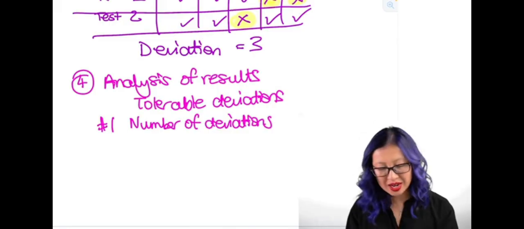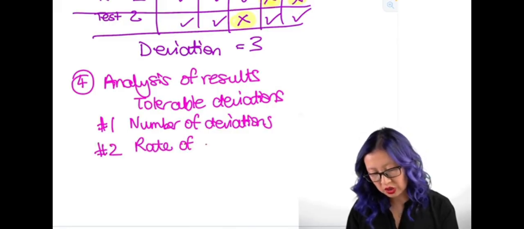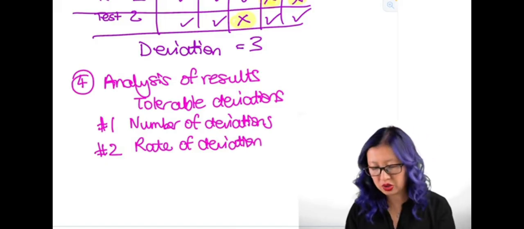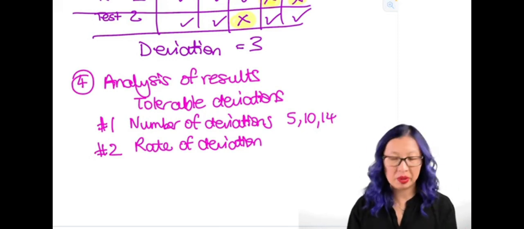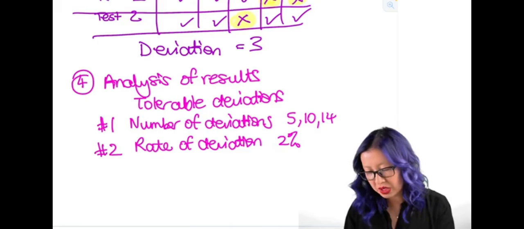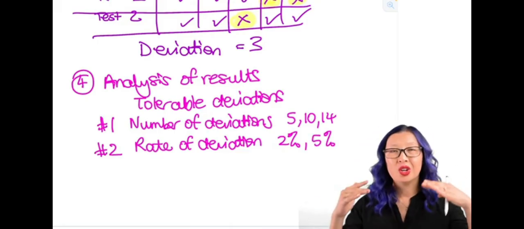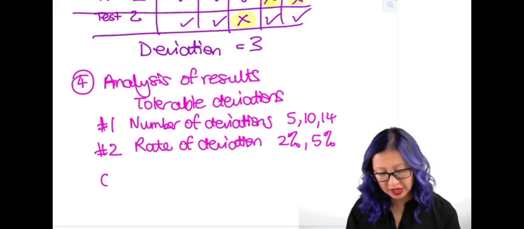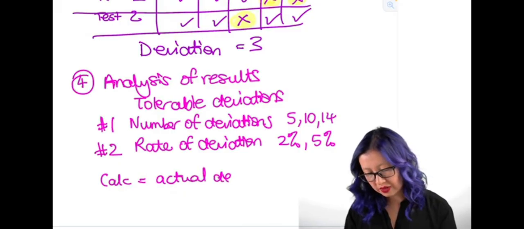Okay. Option number 2 is that you'll get a rate of deviation. Okay. So number of deviations, you could get 5, could be 10, it could be 14, all right? Or you could get the rate. The rate is probably more common. You might say 2%, 5%, 1%, whatever it might be. So this is where you need to calculate. So you've got your deviations. You're going to need to calculate your actual deviation rate.